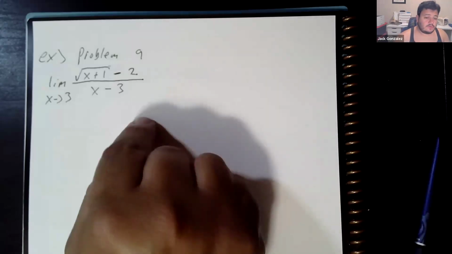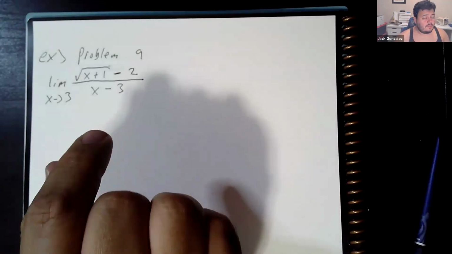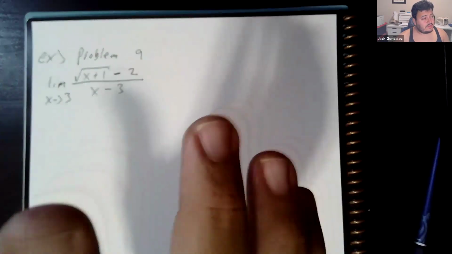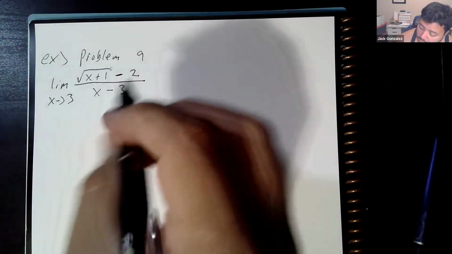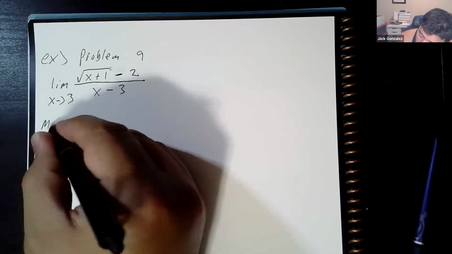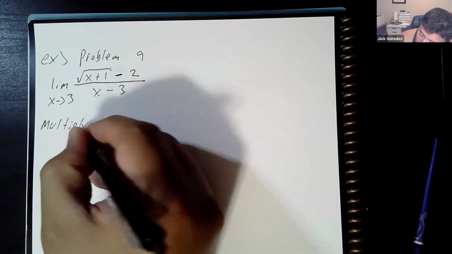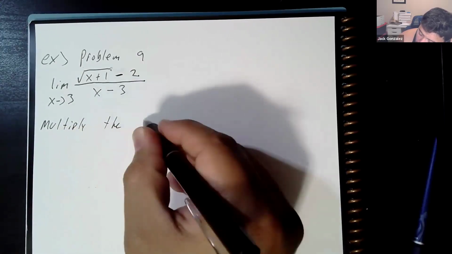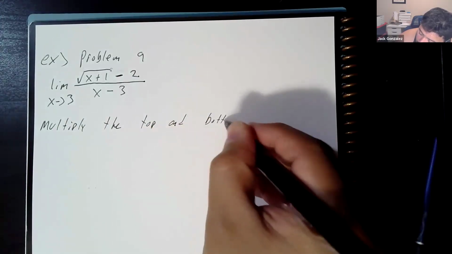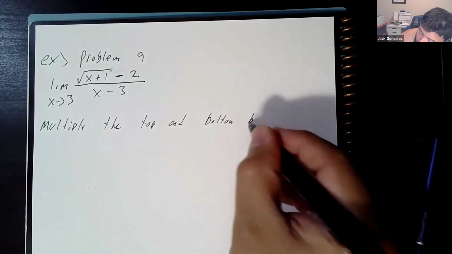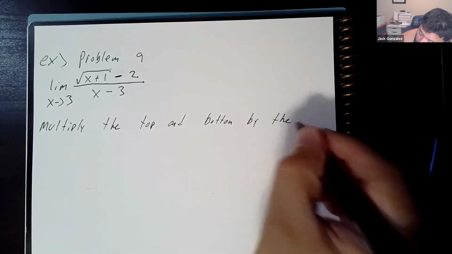So yeah, you could use trace, you could graph it, but if you say do this analytically and show your work, this is what we have to do. All right, so multiply the top and bottom by the conjugate.